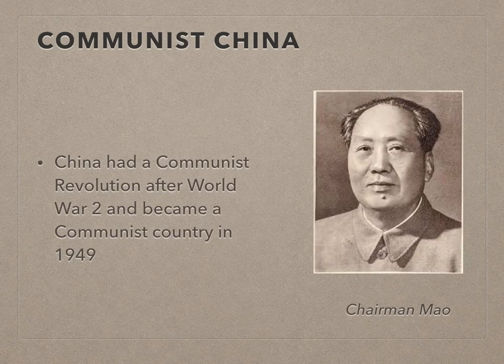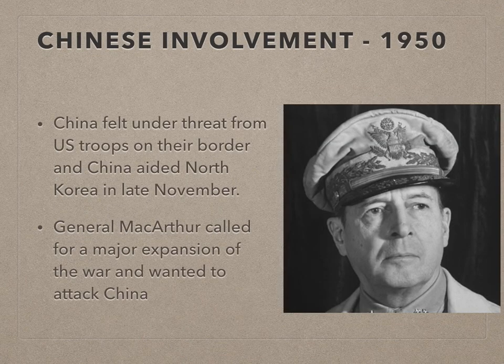China had a communist revolution after World War II, and it became a communist country in 1949 under the leadership of this man here, Chairman Mao. It caused a lot of anxiety within America that China, such a large country, had become communist. China felt under threat from the US troops on their border, and China then gave aid to North Korea in late November to push back the UN forces.